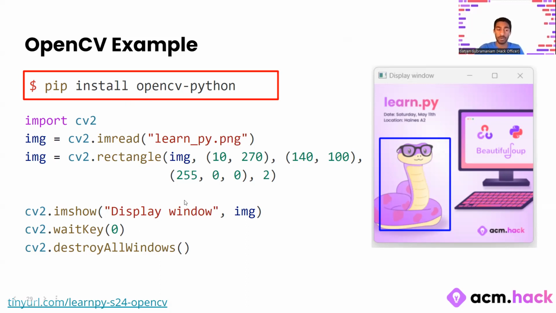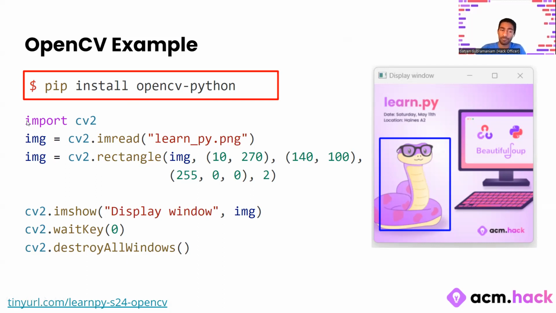What we'll see here is if you run the code in the bottom left, it will create this window that we can see on the right, where it's rendering the learn.py snake and then drawing a blue bounding box around the snake. You don't need to run this on your own computer or anything. This is just to get familiar with what OpenCV looks like. So let's go line by line and see what this code is doing.